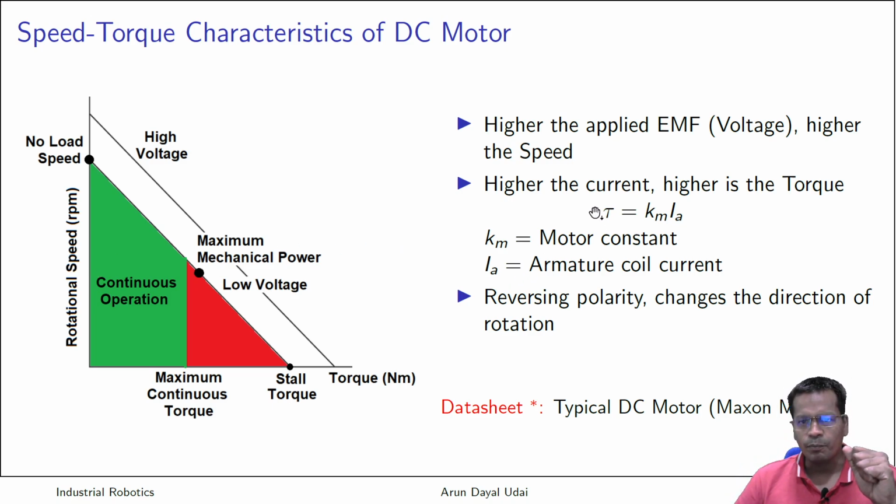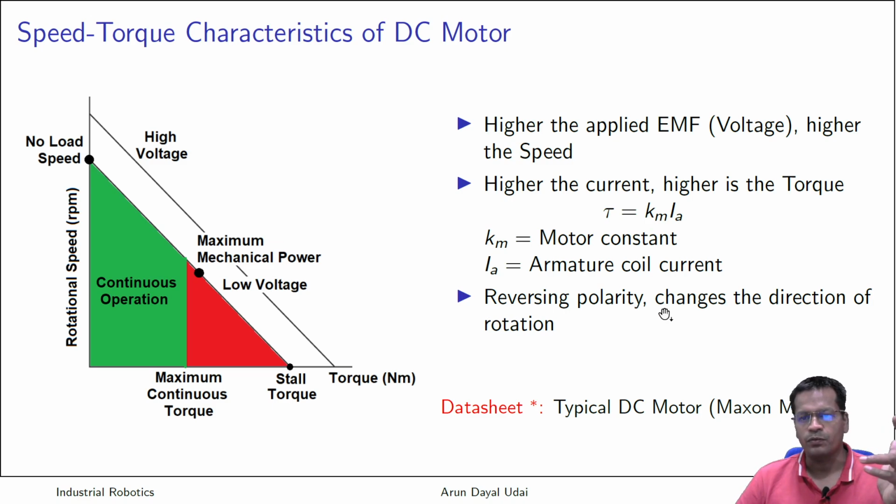What you can combinedly say is that tau is equal to Km into Ia. Rest everything was constant. If you sum them all together, that can be combinedly given as Km, which is a motor constant, which is not going to change with time. And Ia over here is the armature coil current. So Km into Ia is torque.